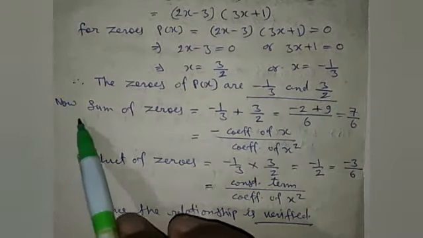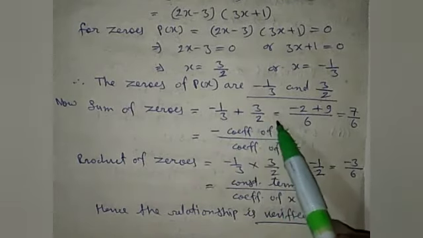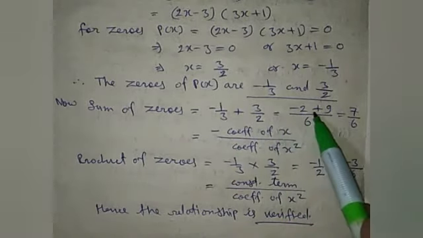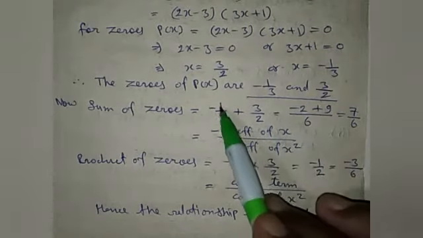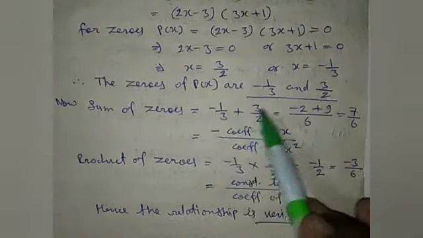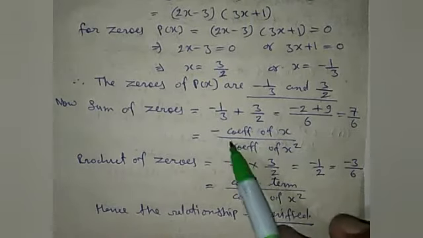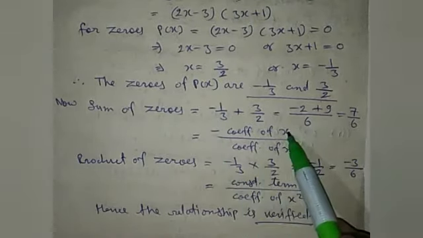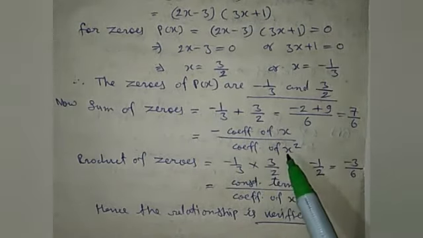Now for verification, the sum of zeros: minus 1 upon 3 plus 3 upon 2 is equal to (minus 2 plus 9) upon 6. Here 6 is the LCM. So here you will get minus 2, and 3 threes are 9. So you will get the answer 7 upon 6. And 7 is the coefficient of the middle term, which means it is minus the coefficient of x divided by the coefficient of x square, because here is the minus sign.